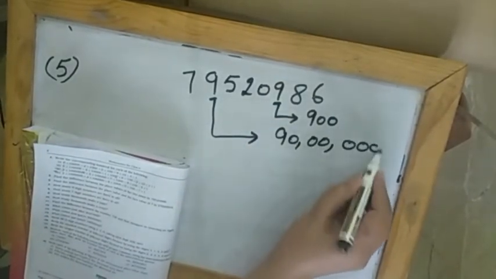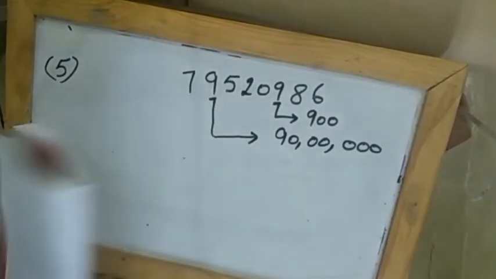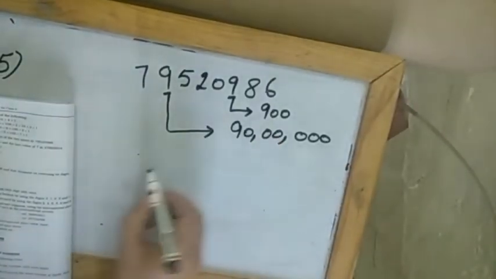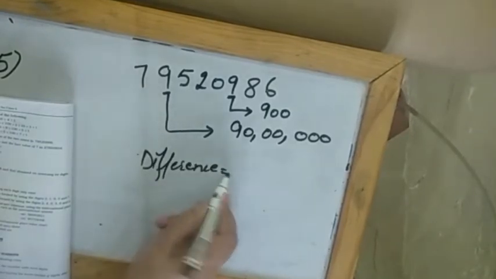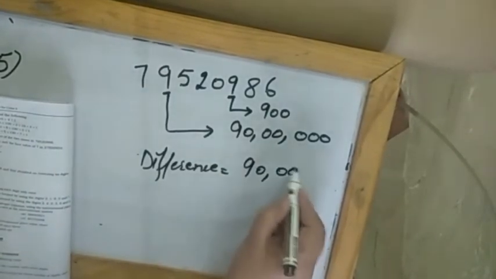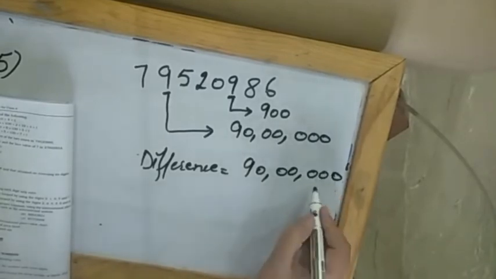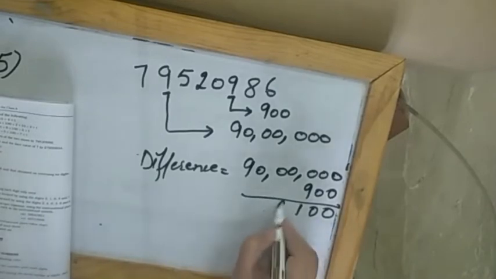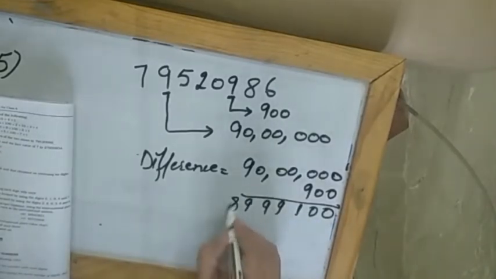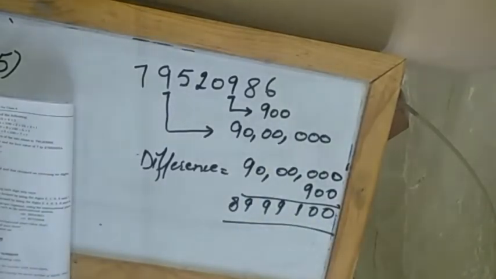And they are asking you to find the difference. So difference means I will subtract both of them. From 90 lakhs, you will subtract 900. So this is your answer. Hope you have understood.